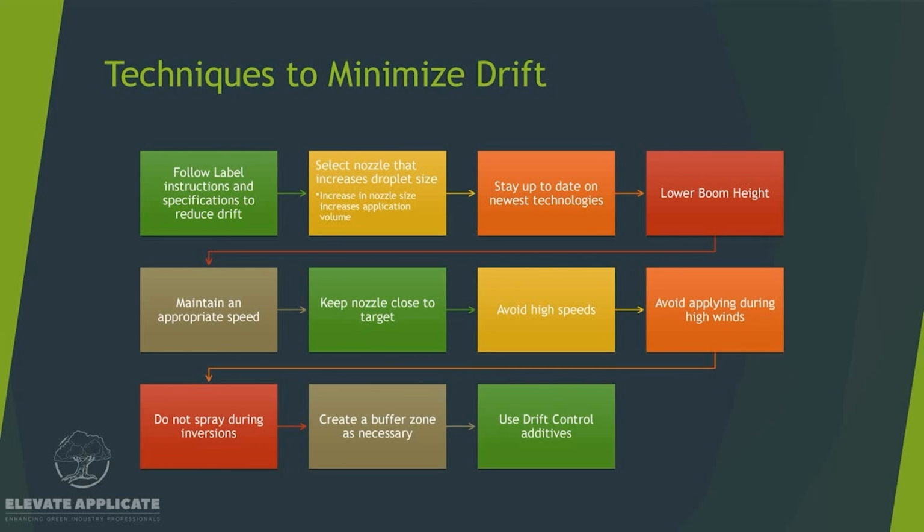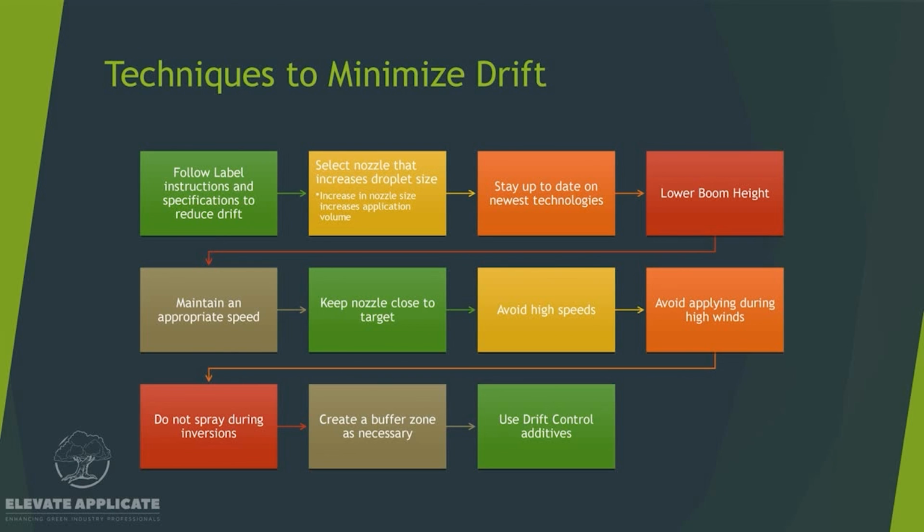You want to stay up to date on newest technologies. There might be some new products out there or new application equipment that can reduce drift. If you're using a boom, you want to lower the boom height as close as you can, so that way it's closer to the ground, which would minimize drift. You want to maintain an appropriate speed. If you're driving too fast down the road or in a field or on the yard, you could have more chances of drift and not a very good application.